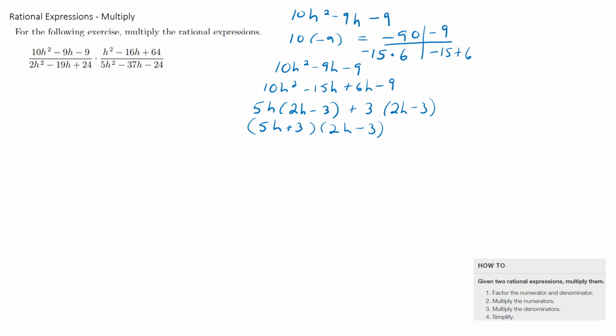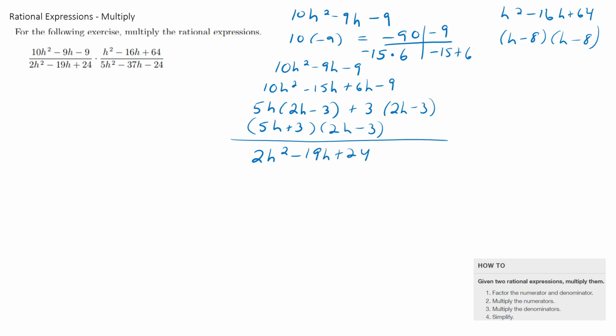So I need to do it again. I'm going to go to the second numerator here. I've got h squared minus 16h plus 64, and that looks like a equals 1, so I can factor this the simple way. This also looks like a perfect square trinomial. H squared, 64 is a perfect square, so I think this one's just going to be h minus 8 and h minus 8.